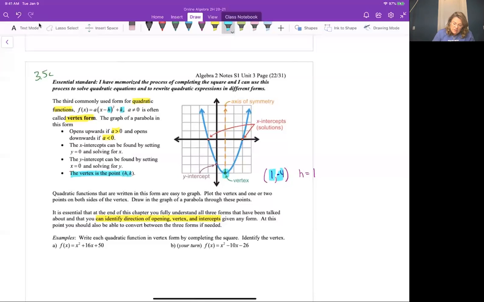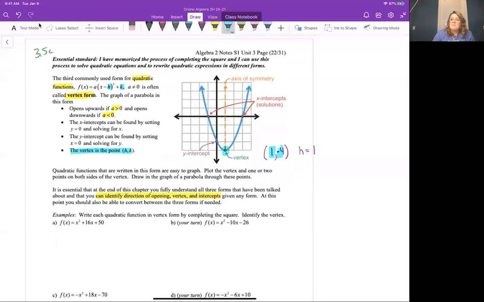Okay, they're easy to graph. So we plot the vertex, and one or two points on both sides of the vertex using symmetry. For example, maybe you find the y-intercept, or you just select a value for x, and then you draw the graph of the parabola through these points.